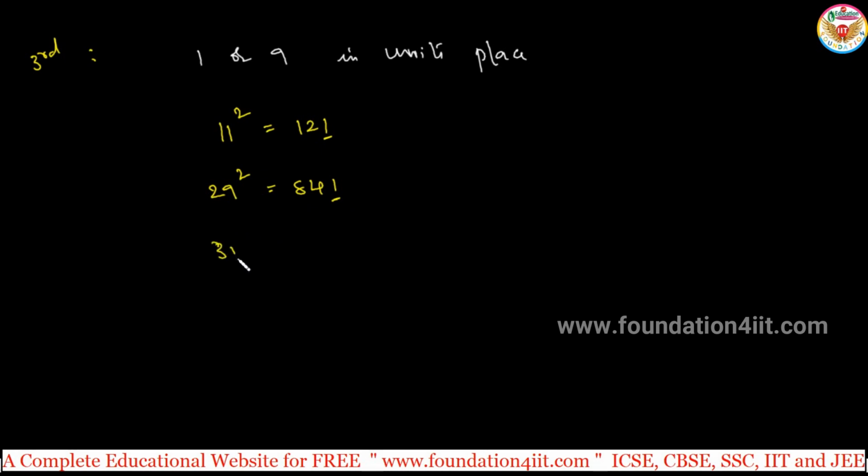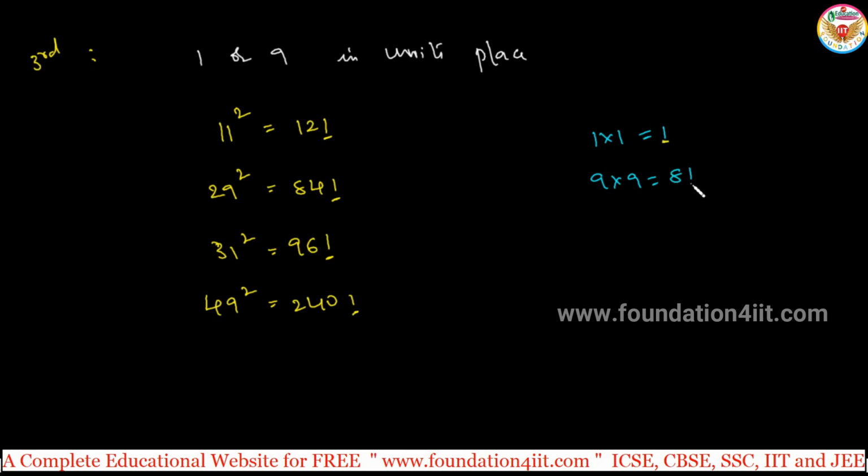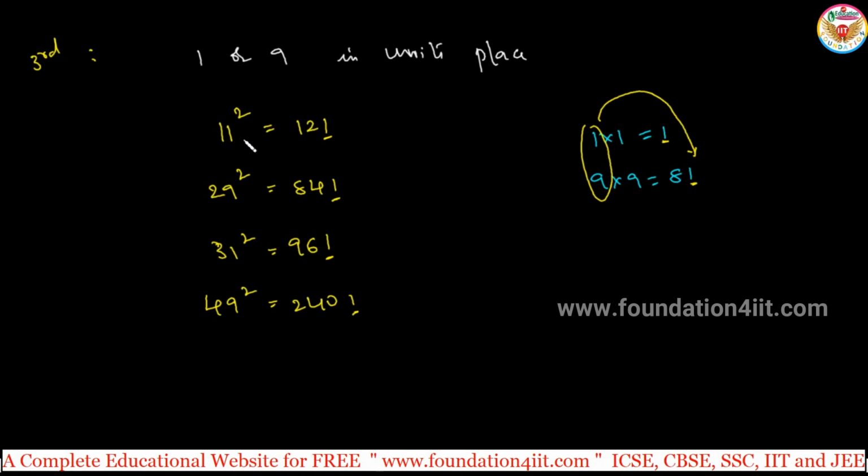31 square is 961, 1 is in the units place. 49 square is 2401, again 1. Why? Because 1 into 1 is 1, and 9 into 9 is 81, so 1 only will come. If the units place is either 1 or 9, the square of that number will have 1 in the units place.